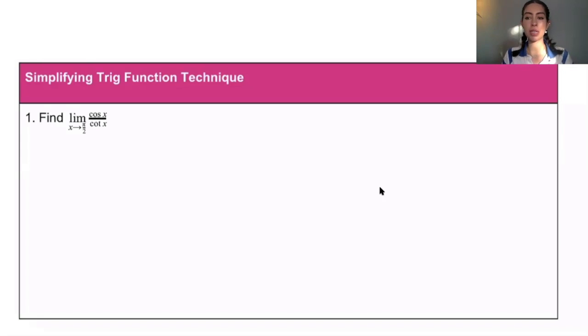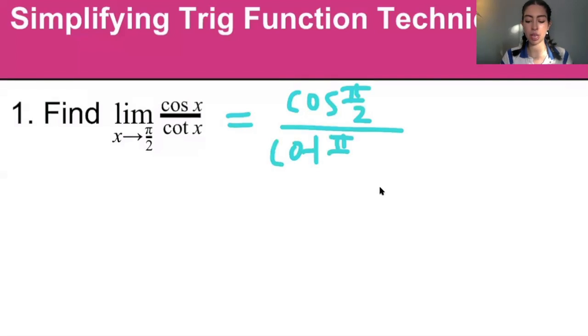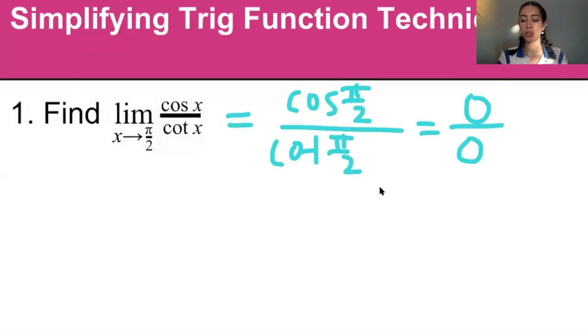So it's the limit as x approaches pi over 2 of cosine x over cotangent x. And again, direct substitution is the way to go when we're starting out. That's going to be cosine of pi over 2 divided by cotangent of pi over 2. And cosine of pi over 2 is 0, and so is cotangent of pi over 2. So we've got an indeterminate form. That means we need to simplify this. We need to rewrite this somehow.